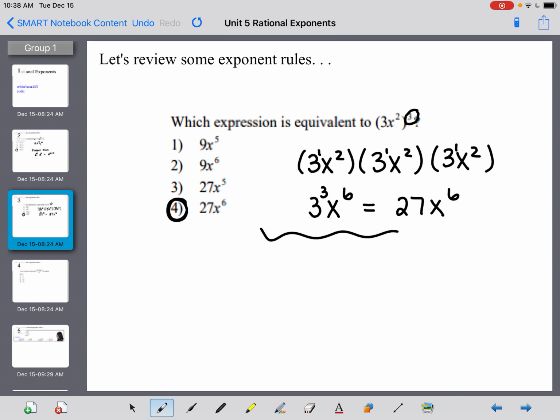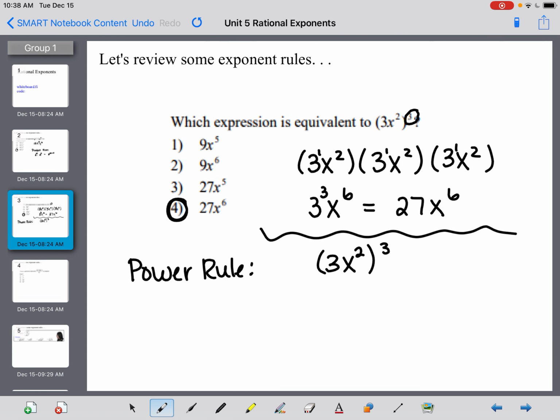The other way, I'm just going to rewrite the problem here, would be to use the power rule. Now, the power rule tells us if we have a power raised to a power. Let me just write it in more general terms, and then we'll come back to that problem. So let's say I had a to the m power now being raised to the n power. Power to a power says I can multiply those powers.